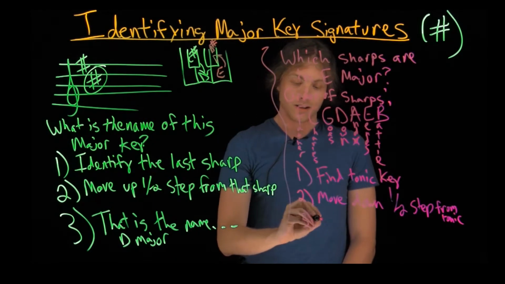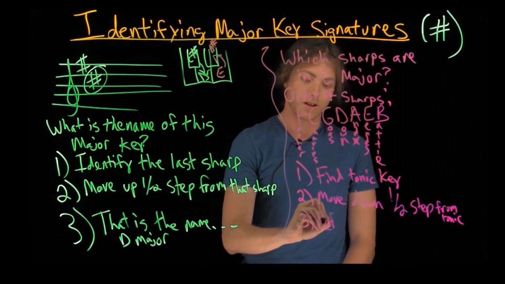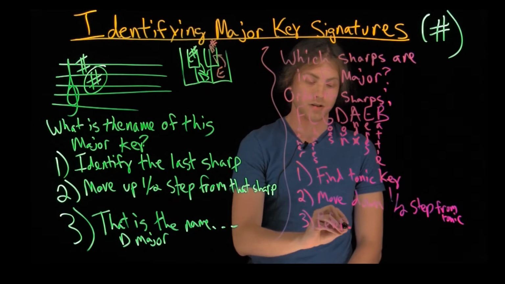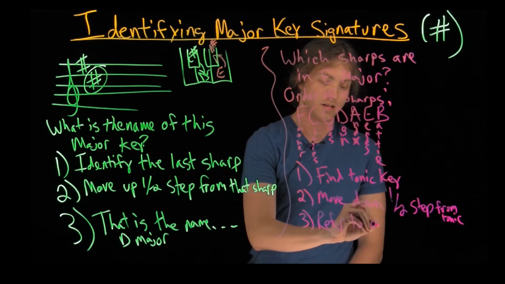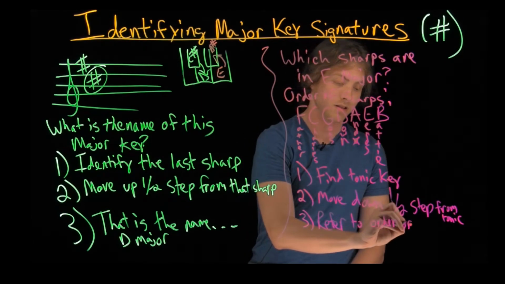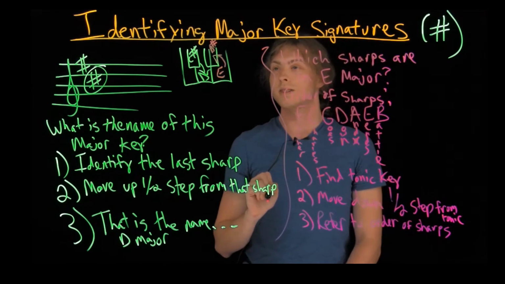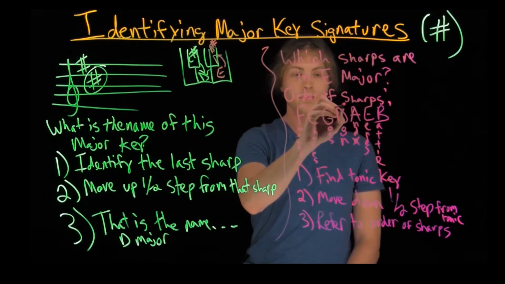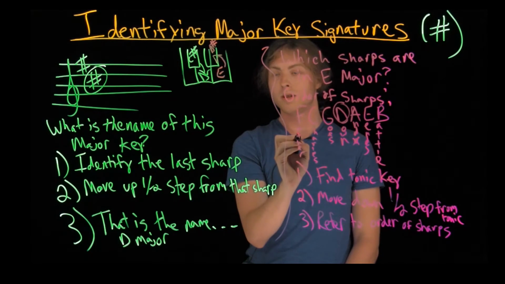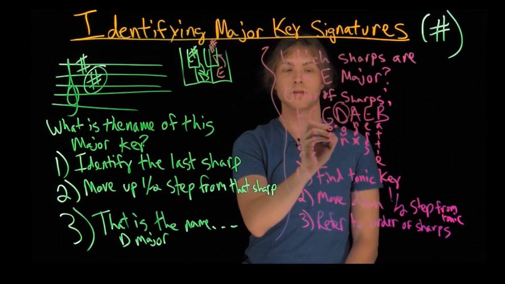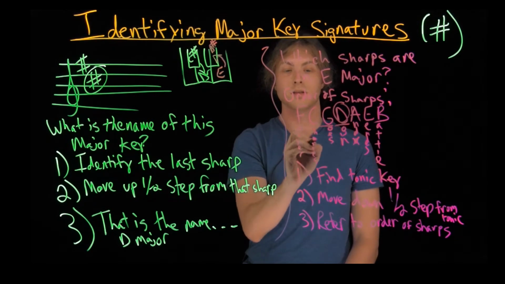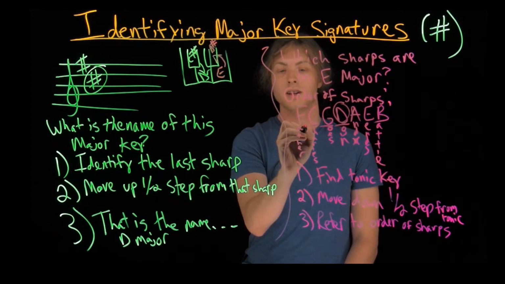And step 3 is kind of just refer to the order of sharps. So this key is going to contain D sharp, and then every sharp that precedes it in the order of sharps. So it's going to have D sharp, G sharp, C sharp, and F sharp.